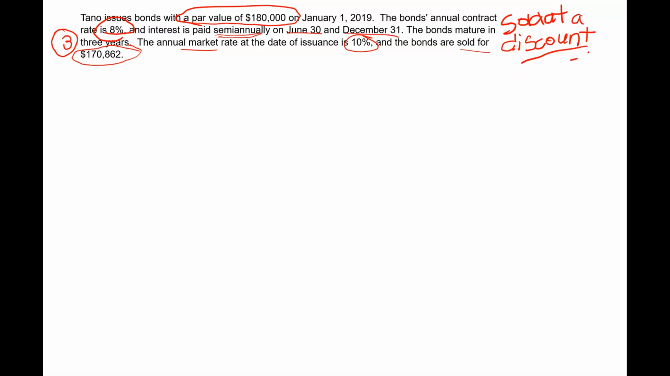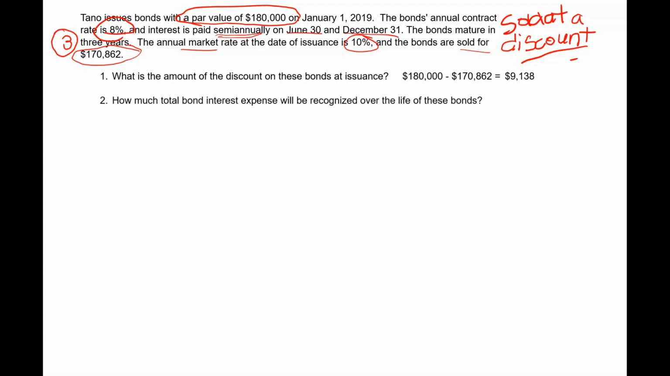Okay, let's look at this here. What is the amount of the discount of these bonds at issuance? We take the $180,000 and then we subtract the amount that we sold them for, and we get $9,138. This is the amount of the discount. This is the amount that we need to amortize.